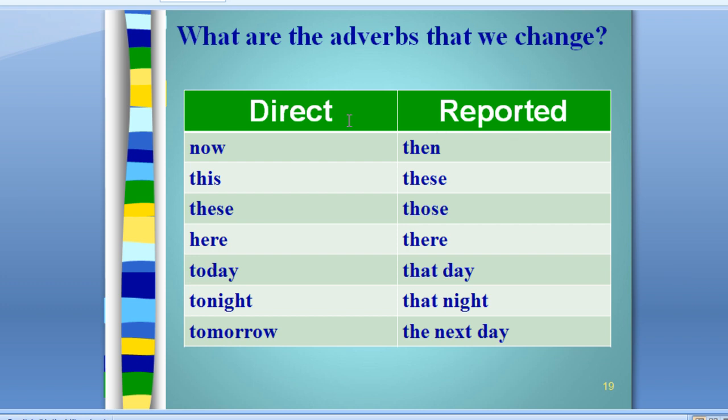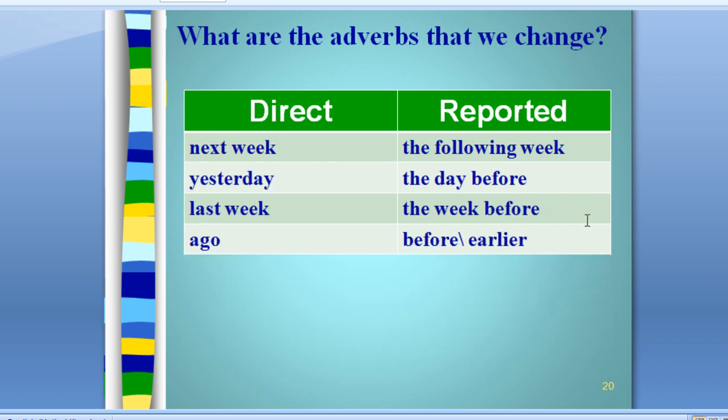Let's remember again, what are the adverbs that we change? Now, then. This, that. These, those. Here, there. Today, that day. Tonight, that night. Tomorrow, the next day. Next week, the following week. Yesterday, the day before. Last week, the week before. Ago, before or earlier.